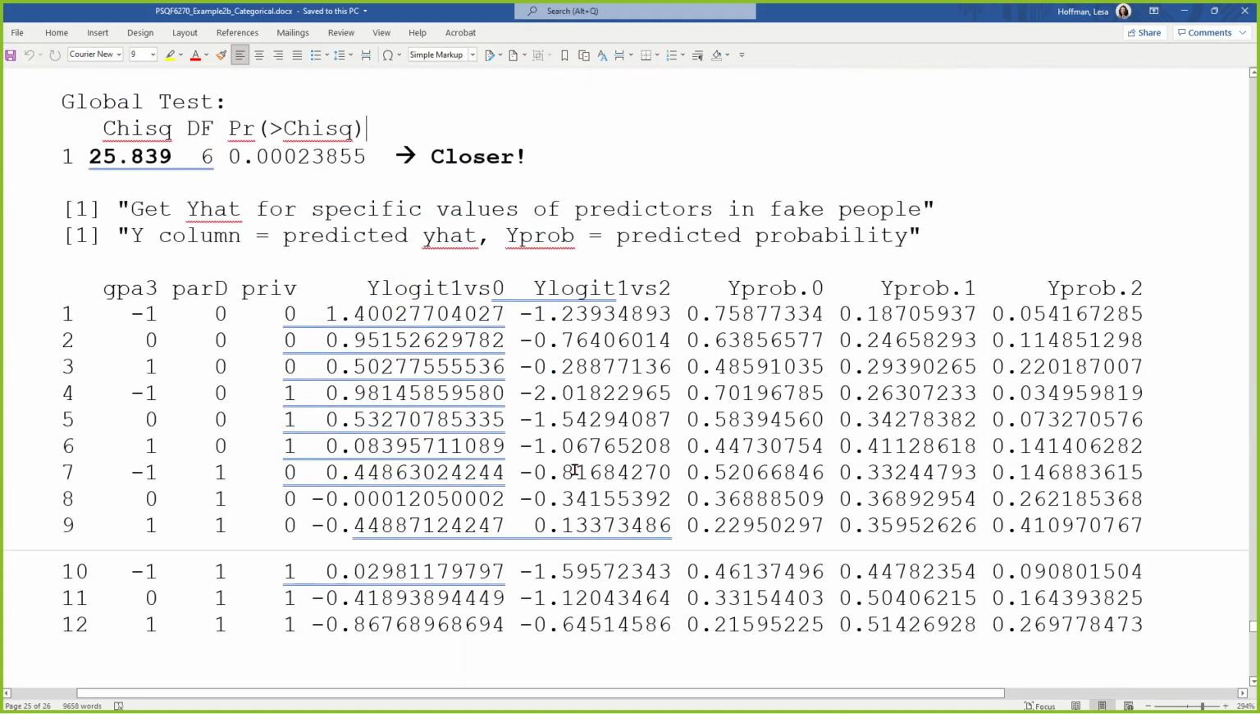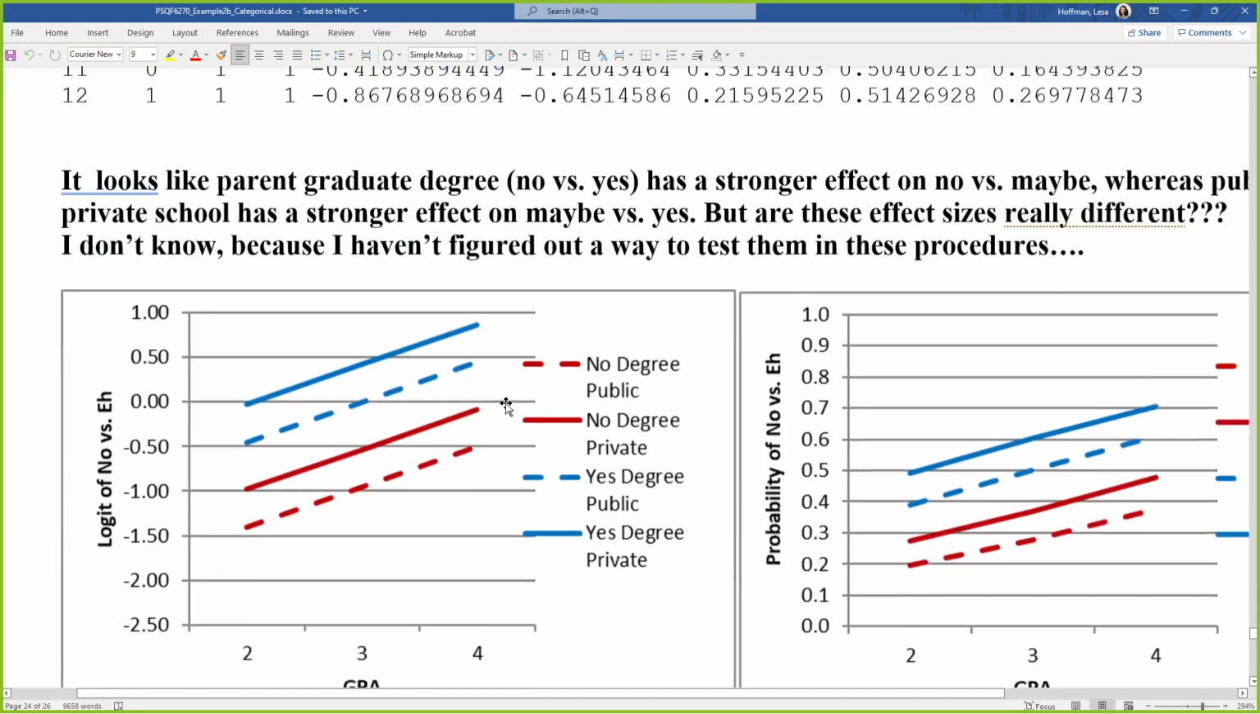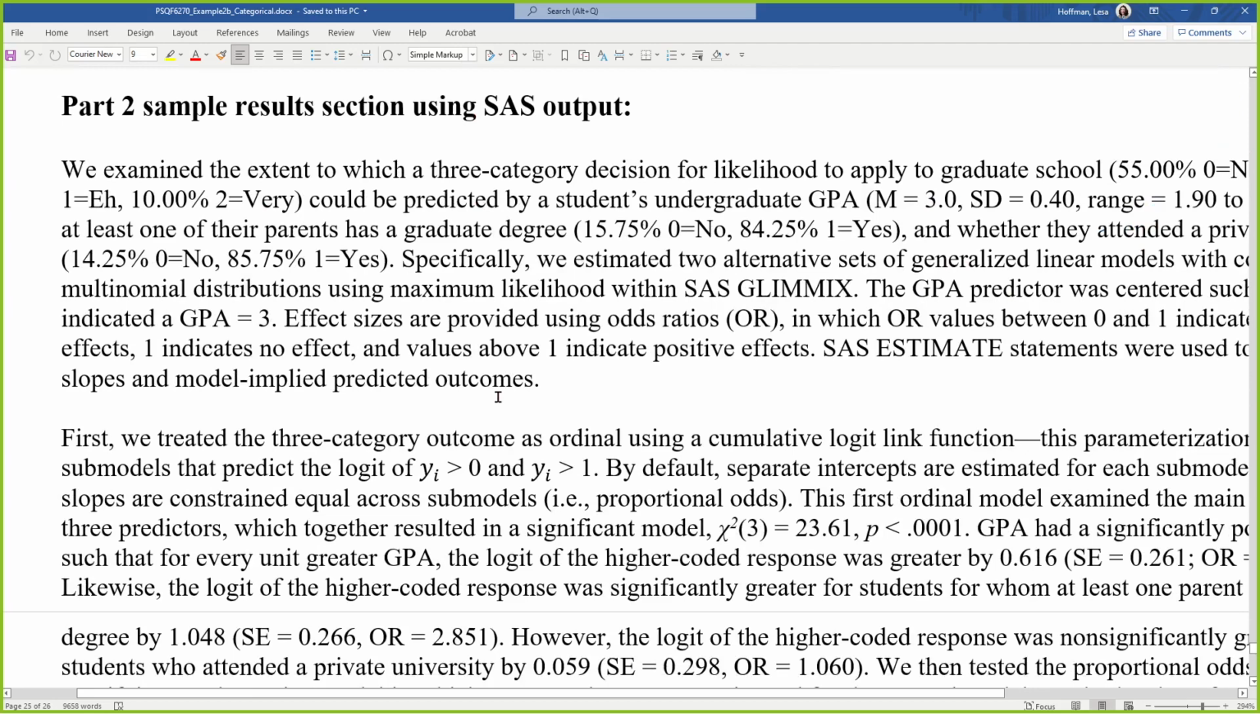So one thing that I haven't figured out, and to be honest, I haven't looked all that hard, is to try and find a way to test whether or not the slopes differ across submodels. Like, is GPA more important in predicting a 2 than it is in predicting a 0? Like a question like that. I haven't seen much of that, but it seems like that should be possible to do. I just don't have that figured out yet because I've never needed to. And that's the end of that story.